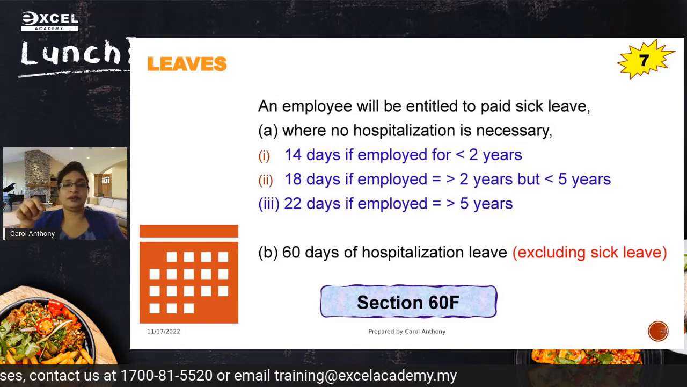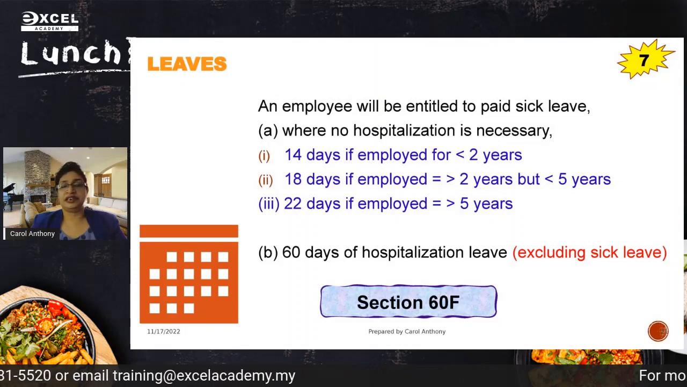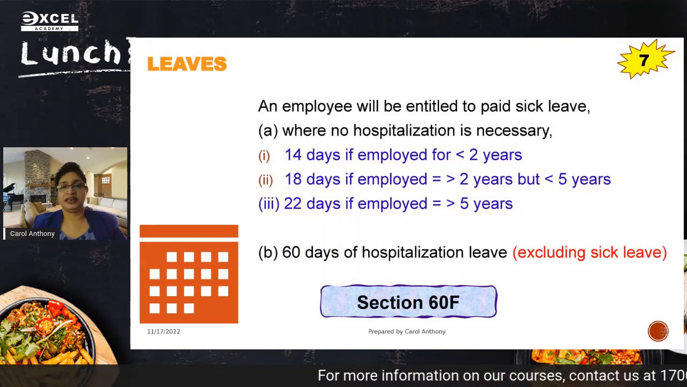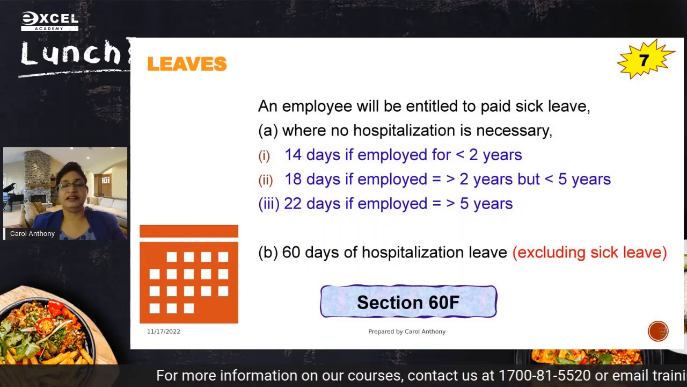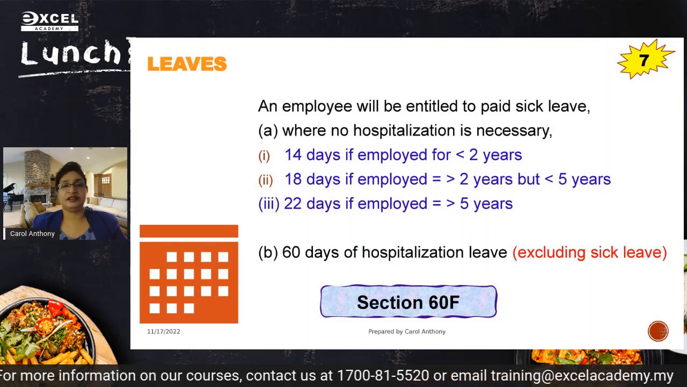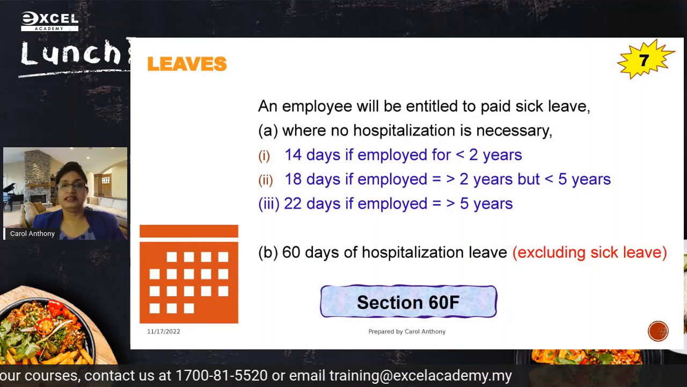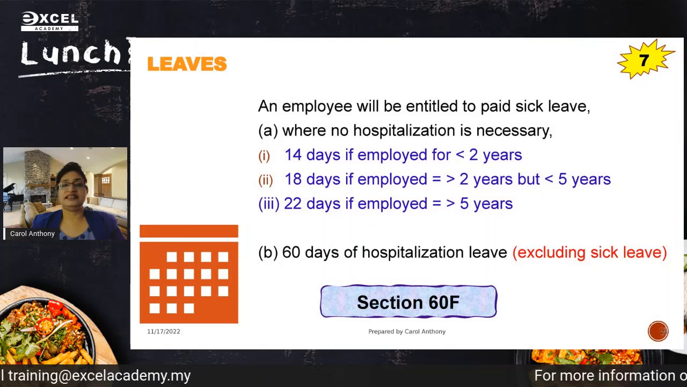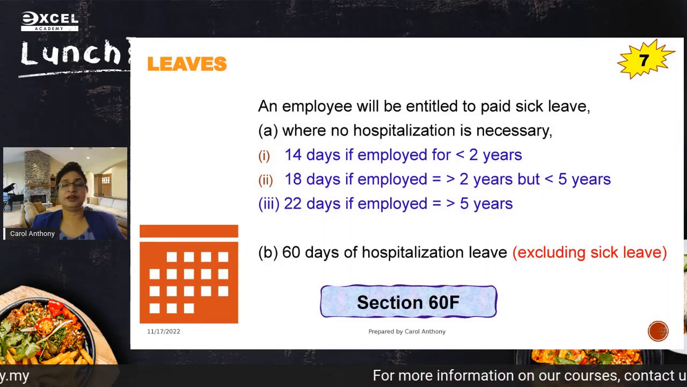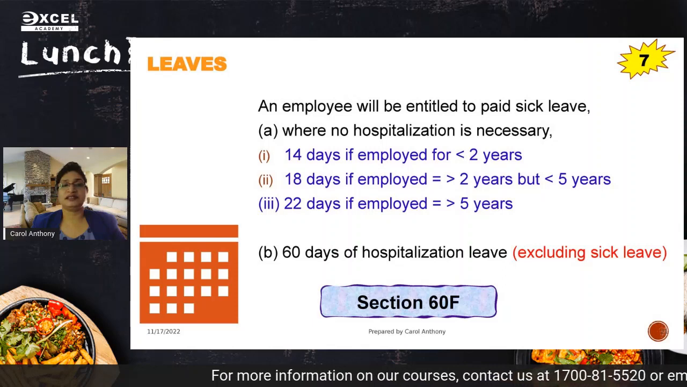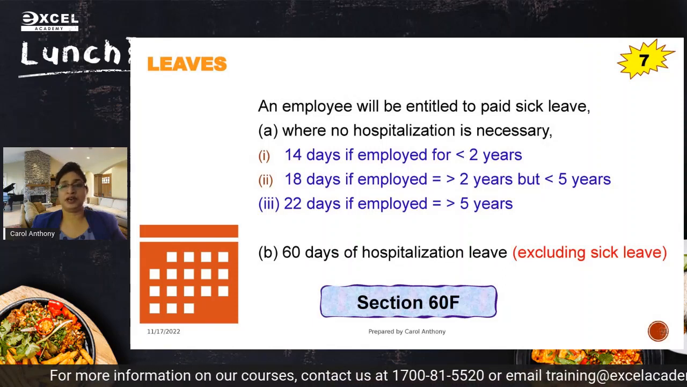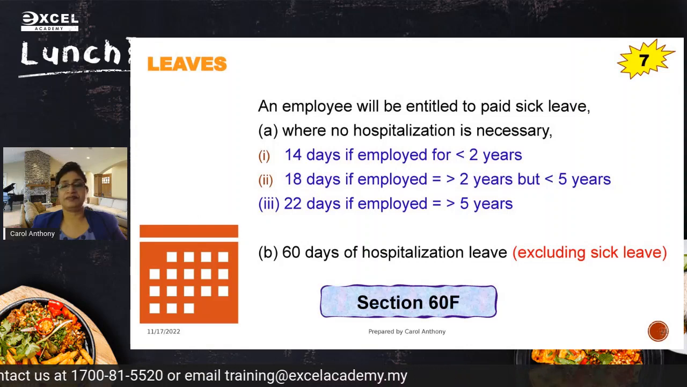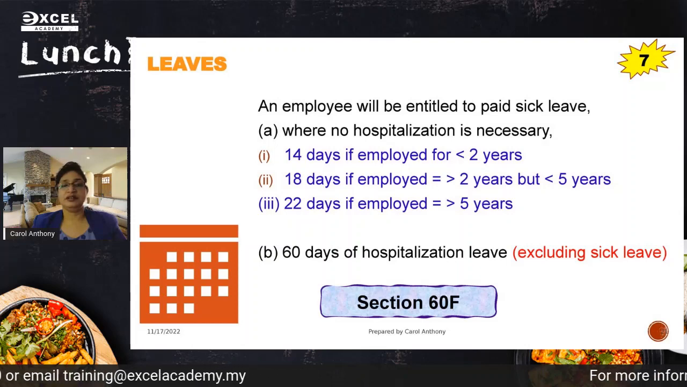And then you look at B below, 60 days of hospitalization leave, excluding sick leave. This is the new clause, right? So what it means is previously, let's say they've taken 14 days of medical leave in 1 year, then they are hospitalized. So the 60 days is there, they have to minus 60 minus 14, then you get 46 days. So the hospitalization leave will be 46 days only because they have taken the 14 days medical leave. That is the current rules, okay?